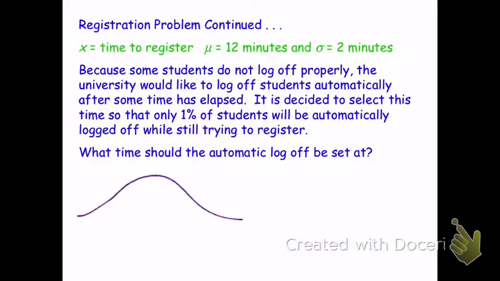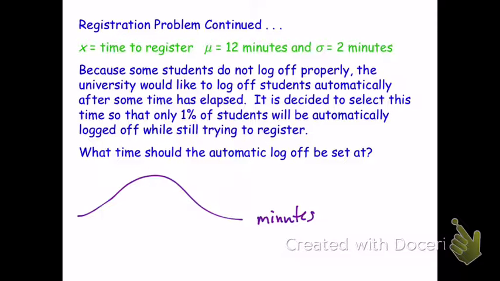Because if I have a normal curve and my x is minutes, who's going to be logged off? The people that spend the most amount of minutes on it or the least amount of minutes? The most, right? The minutes on the computer. They're logged on, but you've gone off and done something else.